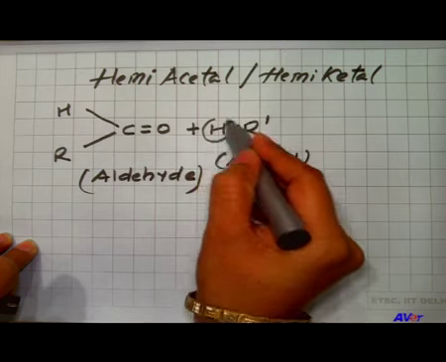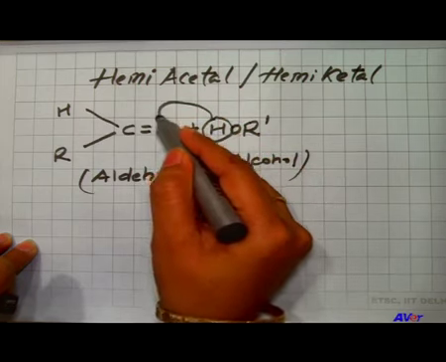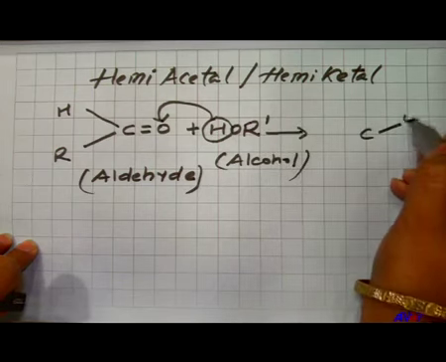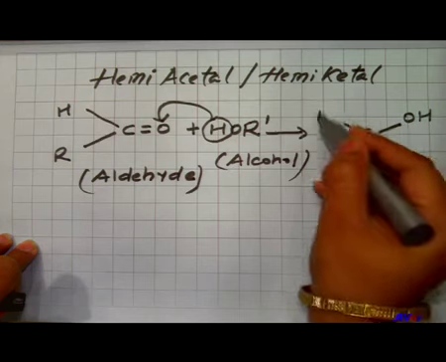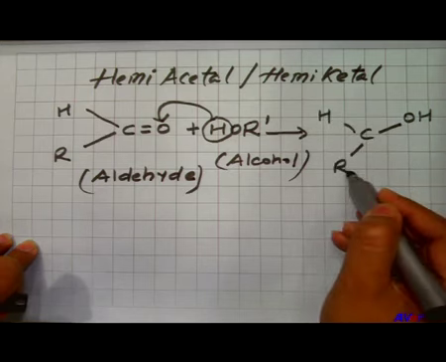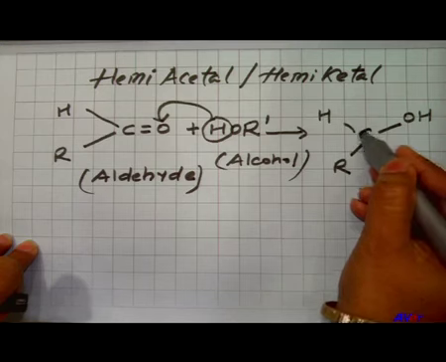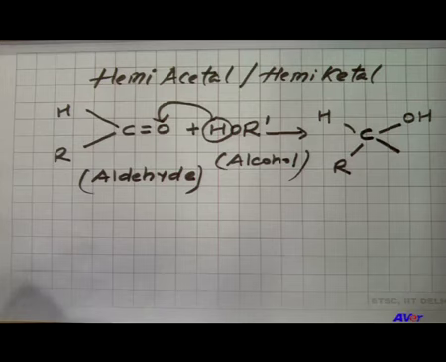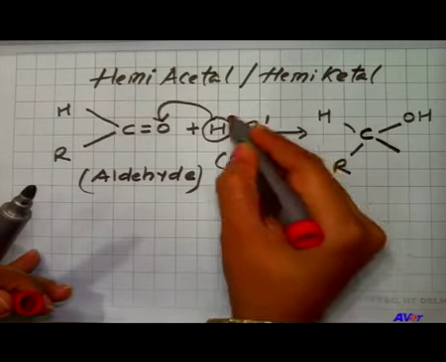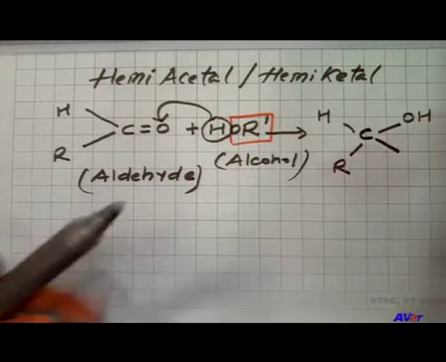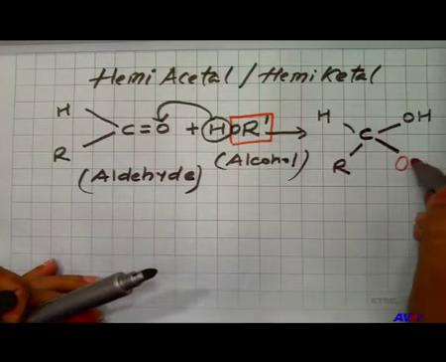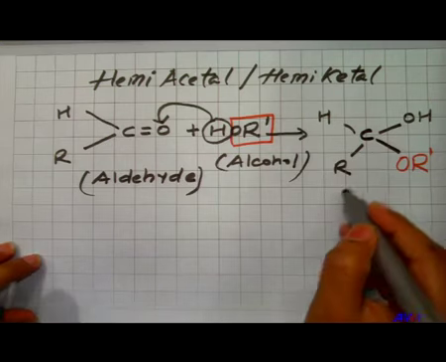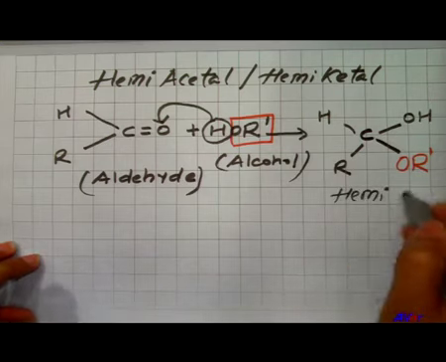The hydrogen of alcohol transfers over the oxygen of the carbonyl carbon and it makes OH. And as we know, the carbon has 4 valency, so the 4th valency will be satisfied by the remaining part of the alcohol. Remaining part of the alcohol means OR dash. Now this OR dash will satisfy the 4th valency of the carbon, and the formation of this compound is called hemiacetal.